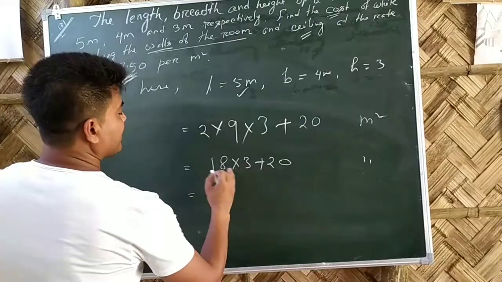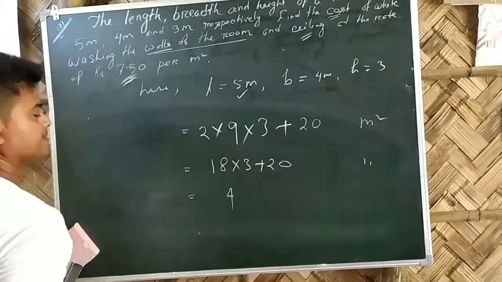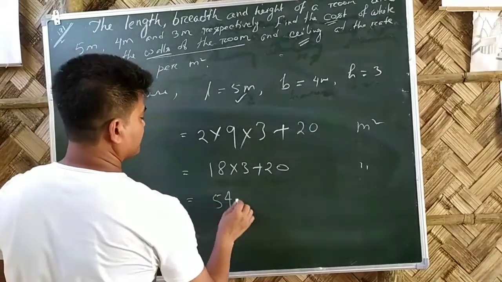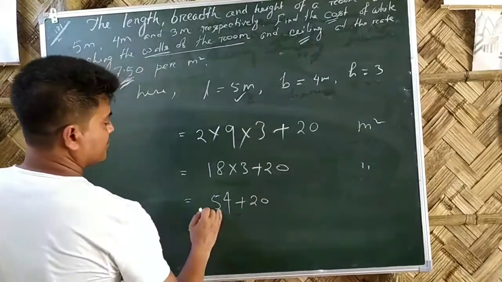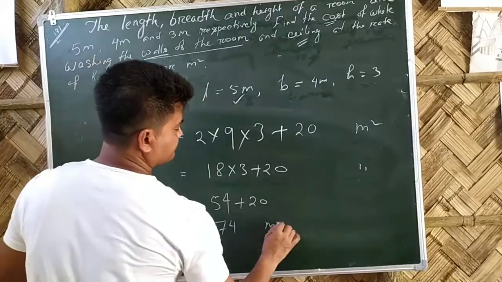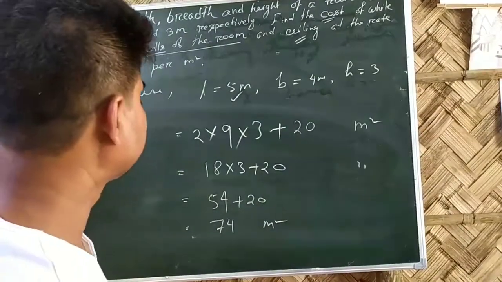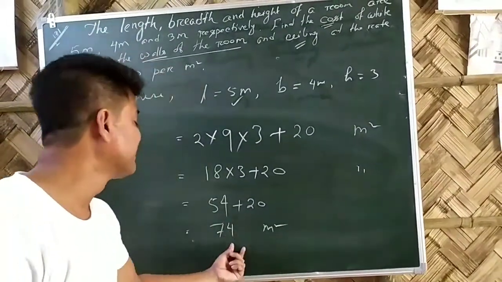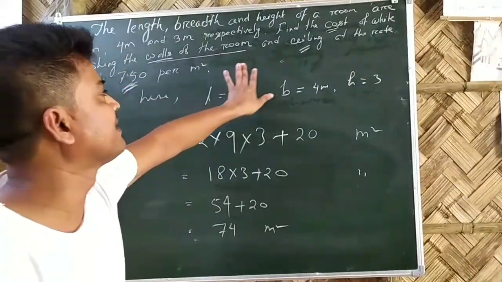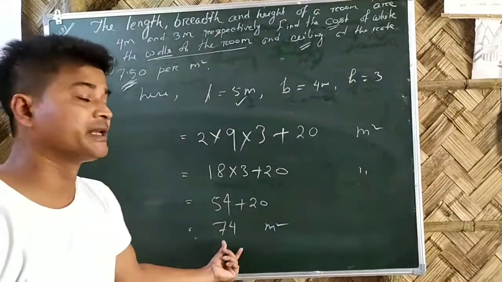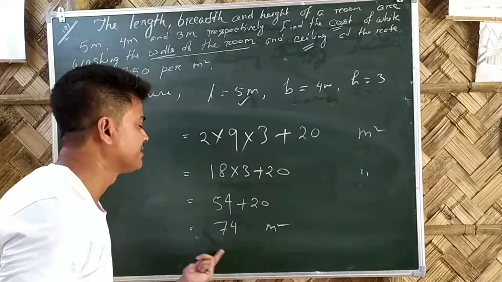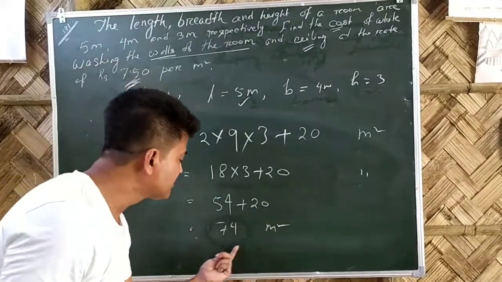18 threes are 54, plus 20, that is 74 meter square. So exactly we have calculated the area. Now see, the area of the walls of the room and the ceiling is 74 meter square. That means this much area we need to whitewash.